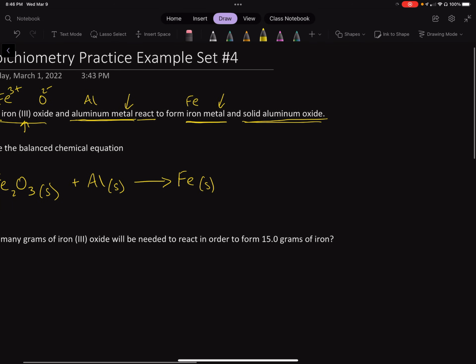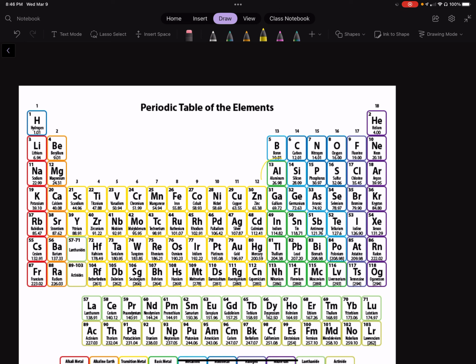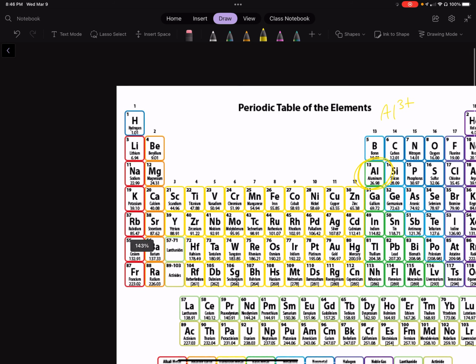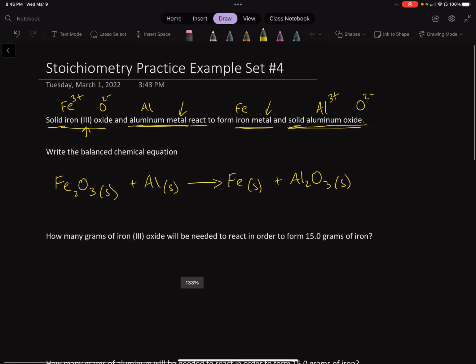So aluminum, let's look over the periodic table. There's no Roman numeral in that name, and aluminum is right here. It is always a 3 plus ion. It has 3 valence electrons, and it likes to lose all 3 of those. So aluminum in aluminum oxide is Al3 plus, and the oxygen is a 2 minus, of course. So to make a compound with aluminum and oxide, you would need 2 aluminum and 3 oxygens, so Al2O3, and the word solid is there, so I'll label it a solid.